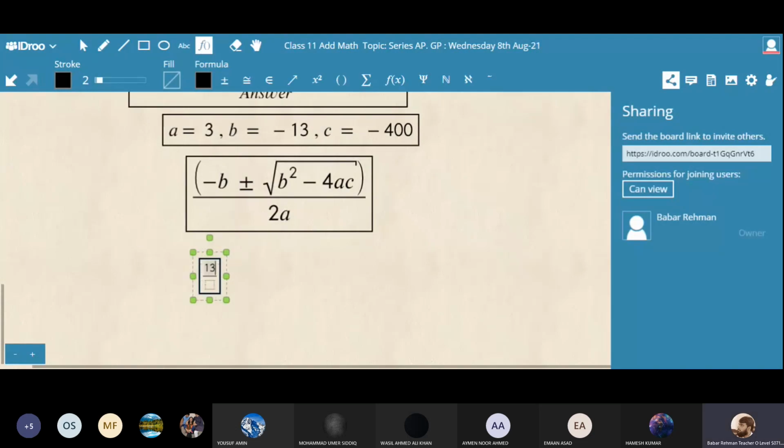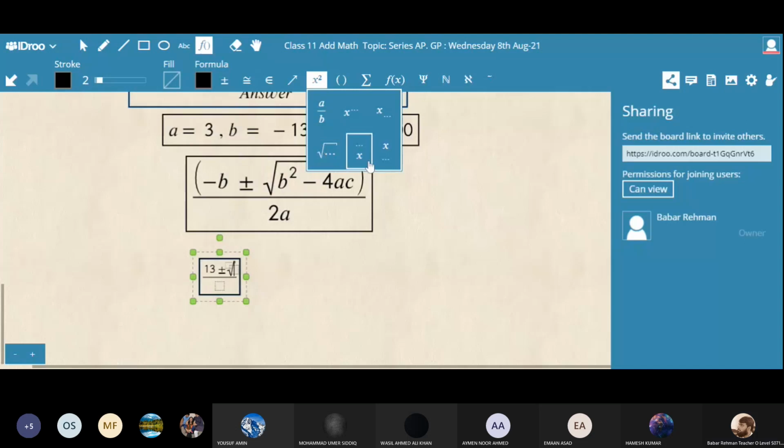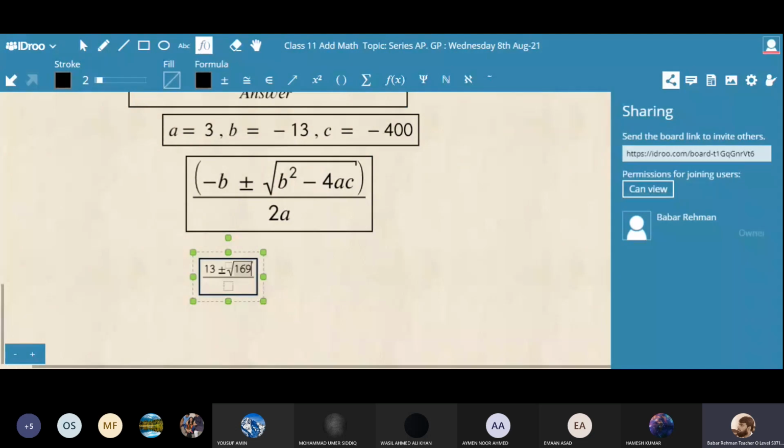Minus minus, plus 13 plus minus. Okay, under root B square. What is B? Minus 13, so it will be 169. And minus 4AC, so it will be plus 4, 3 times 12, 4 times. Yes, student, 12, 4 times how much? 4AC. 4800, upon 2A, upon 6.